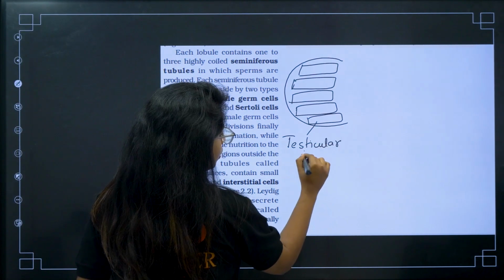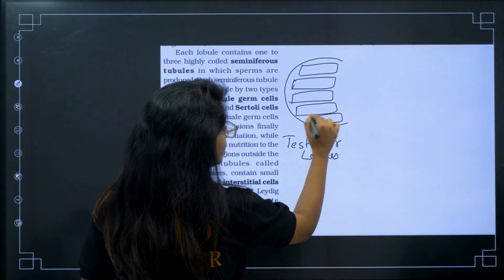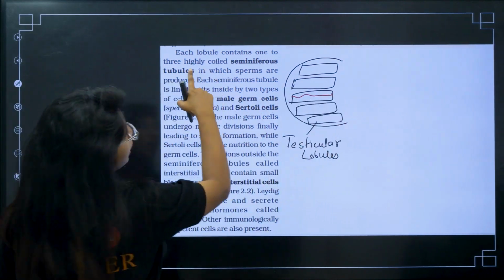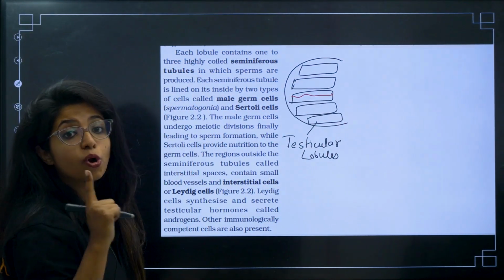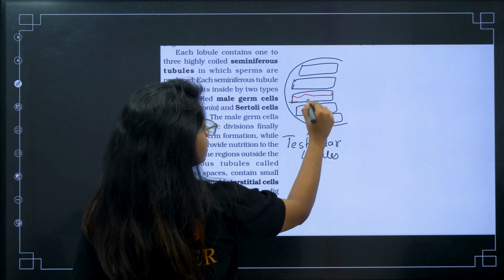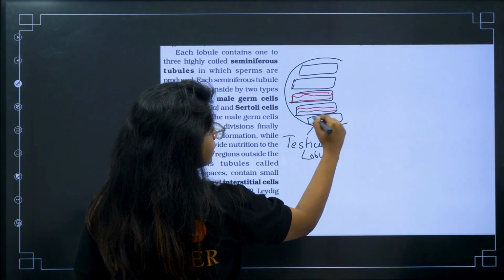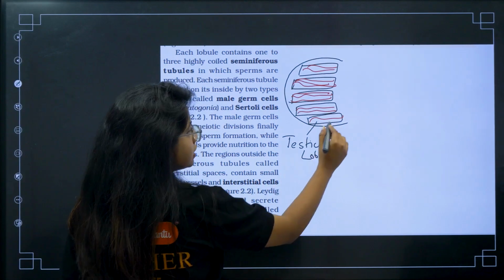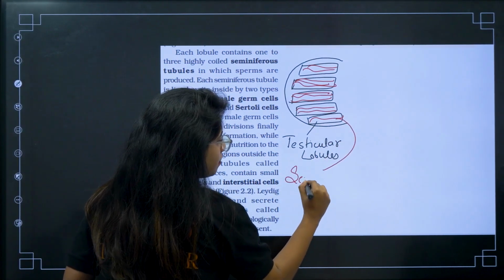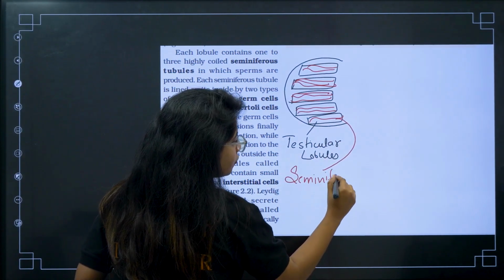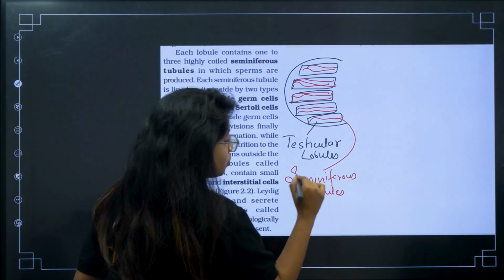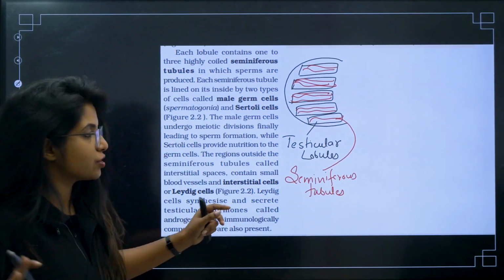Testicular lobules. Now, inside that, what do you have? You have 1 to 3 highly coiled seminiferous tubules. So, let's make 3 of what? Something that is known as seminiferous tubules. Can I write this? Seminiferous tubules is going to be very easy, something that looks noodleish inside.